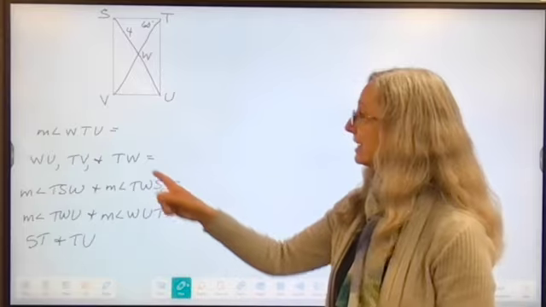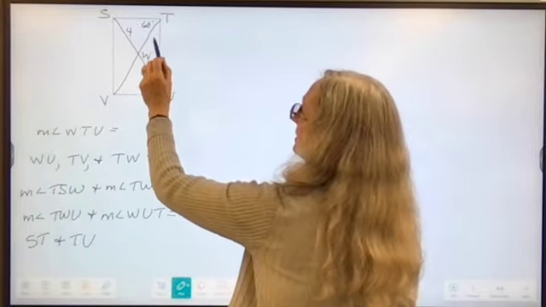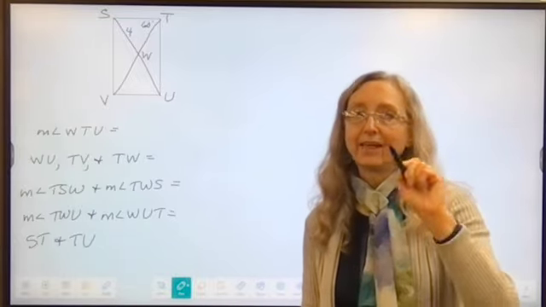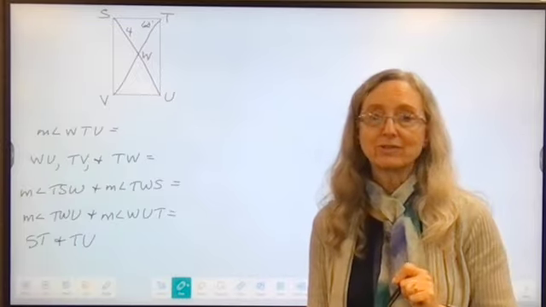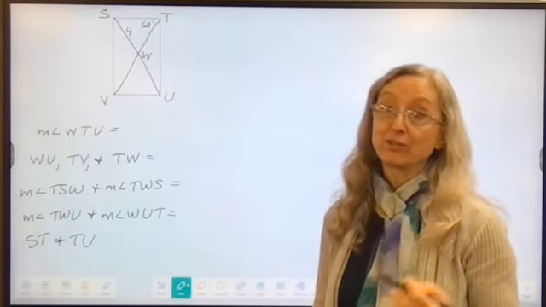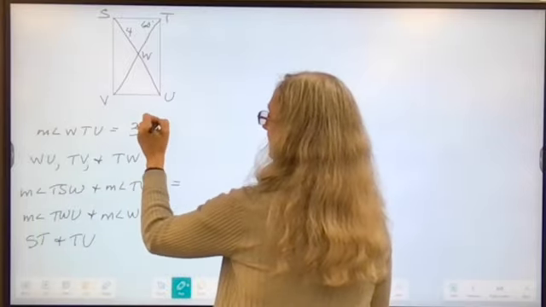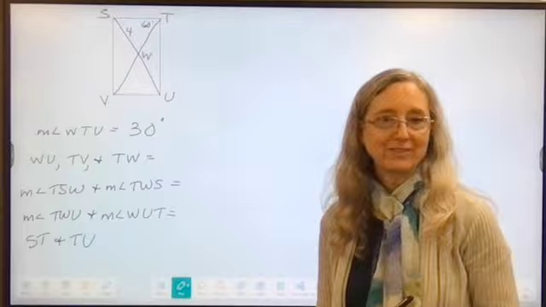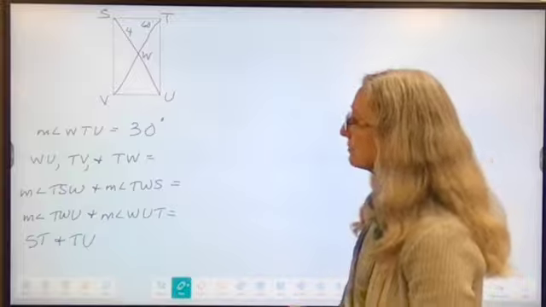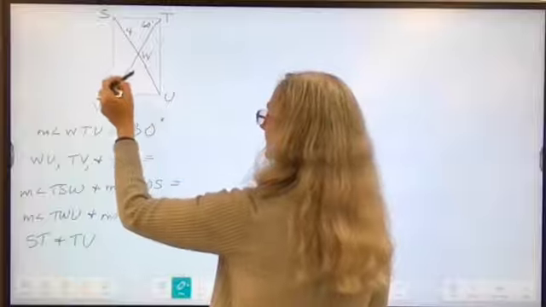Okay, the first one is angle WTU. We found STW here is 60, so what is WTU? Remember, this is a rectangle. That means it has 90-degree corners. If this angle is 60 degrees, then that other angle is 30, because 60 plus 30 is 90. So this would have to be 30 degrees. Hopefully you got that, in order for that corner to be a 90-degree corner. Then it asks for WU, TV, and TW.